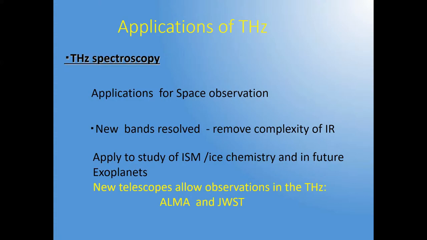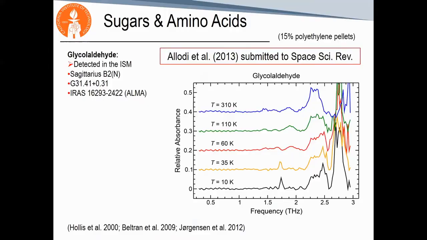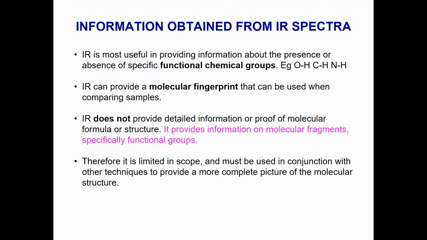So I can't show you too many results, because there hasn't been so many done, we are getting the first spectra of these things. So these are some results taken a few years ago on glycolaldehyde, which is, of course, a sugar we're looking for in space. It has a characteristic terahertz line, which we can go and look for and perhaps go and detect in the interstellar medium as well.